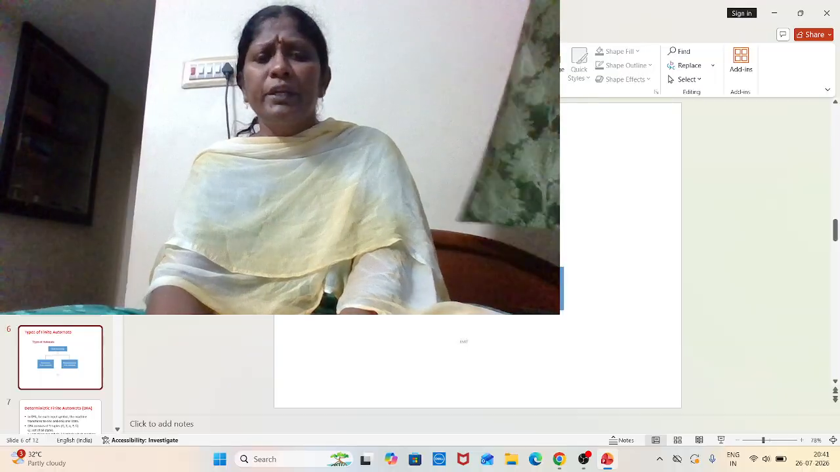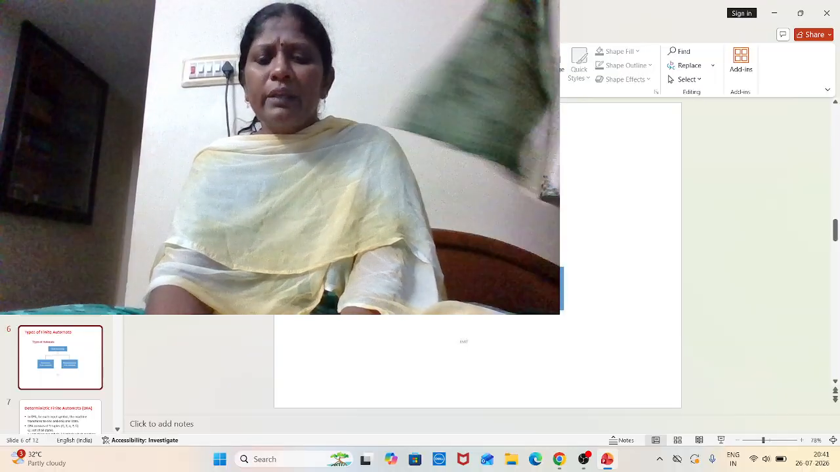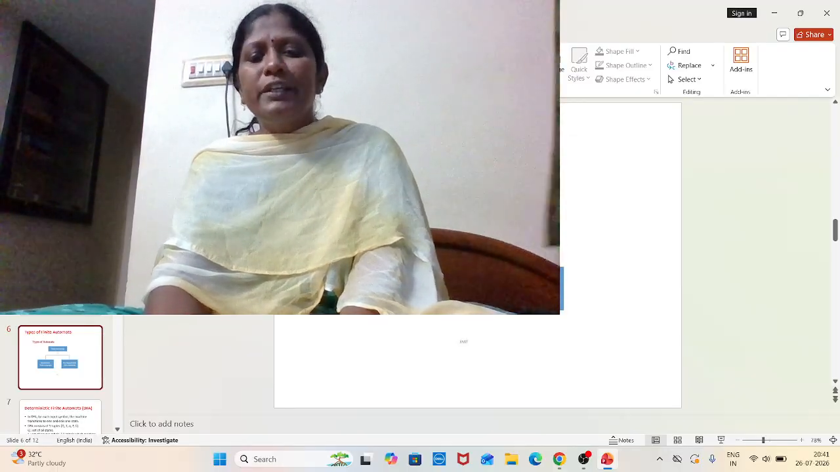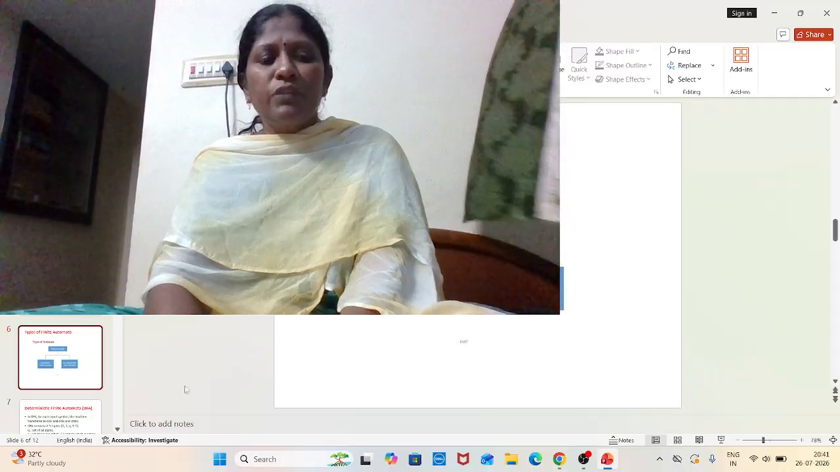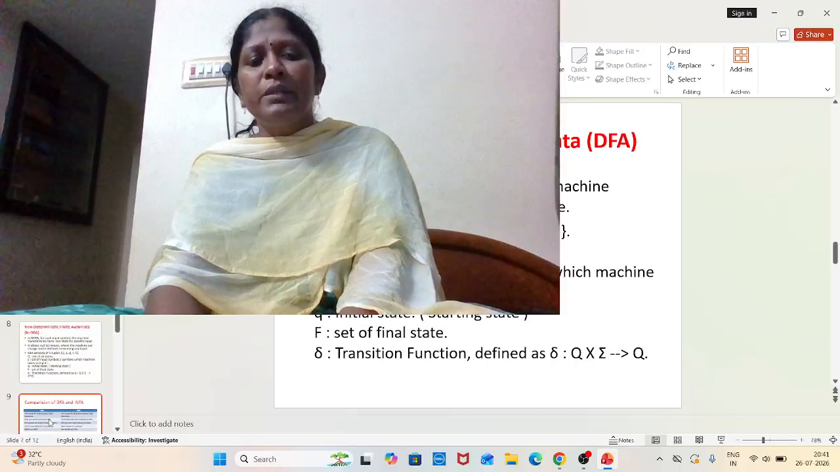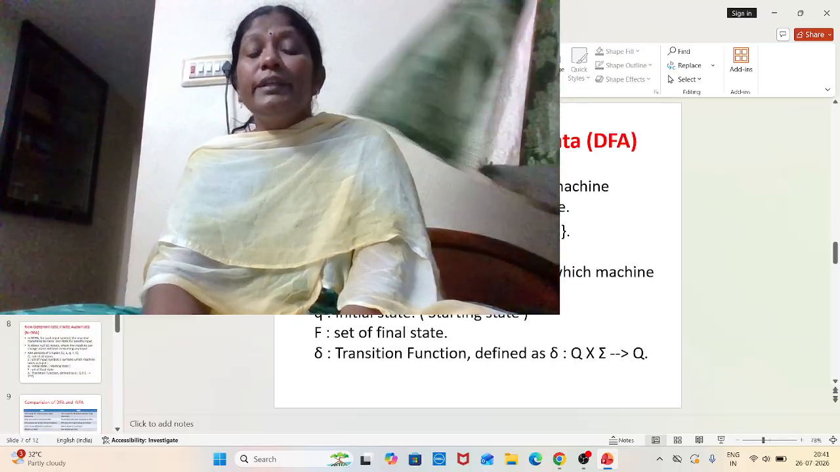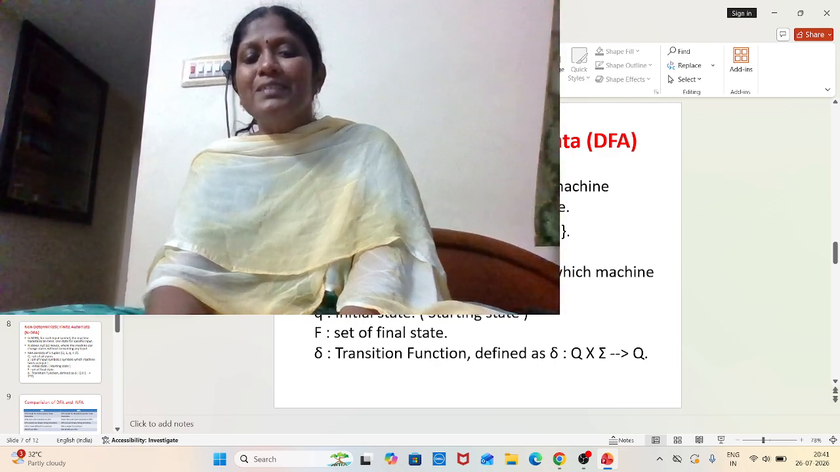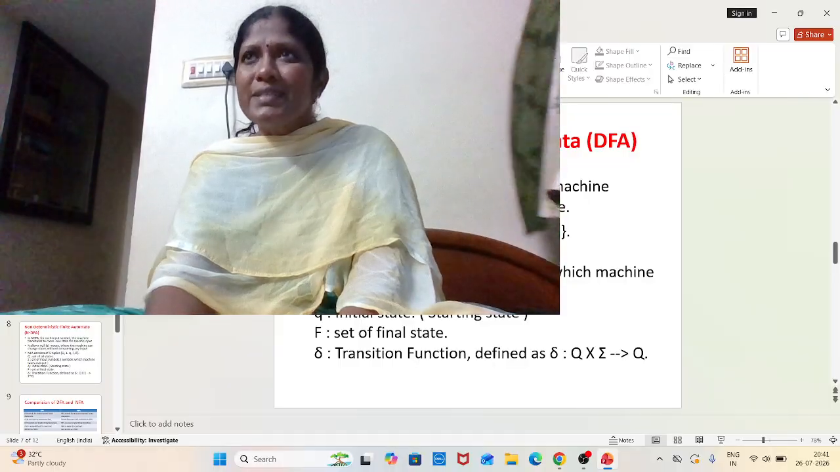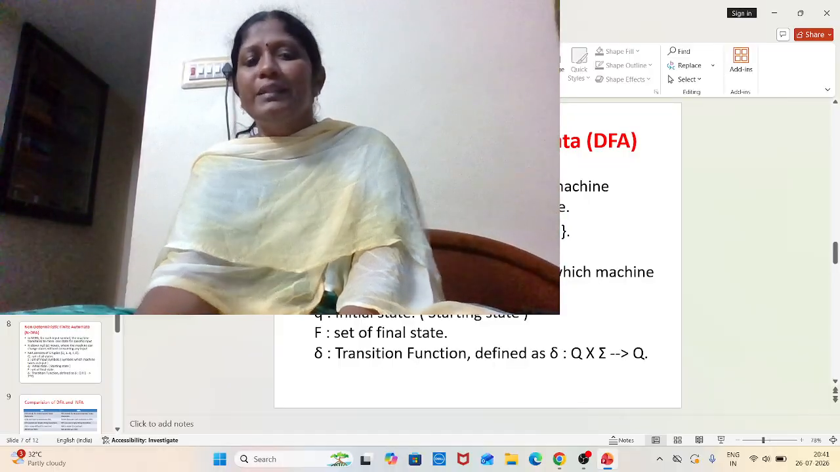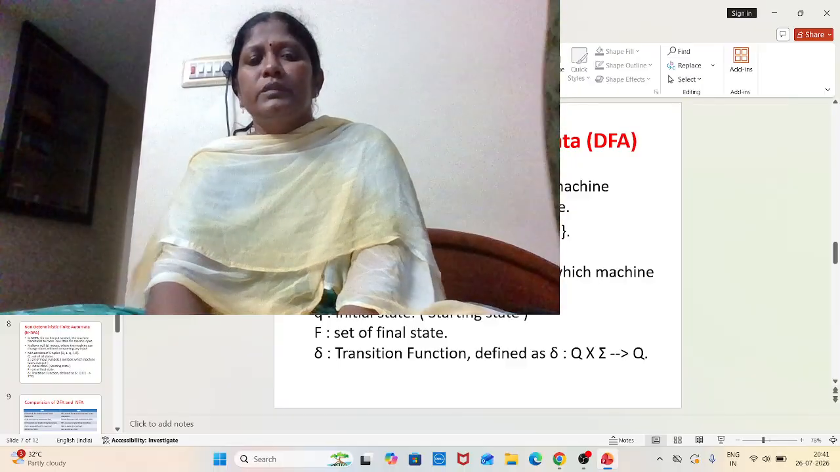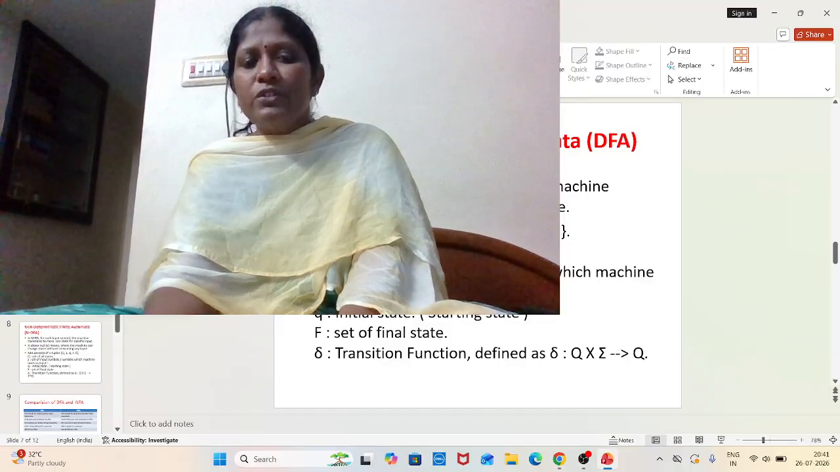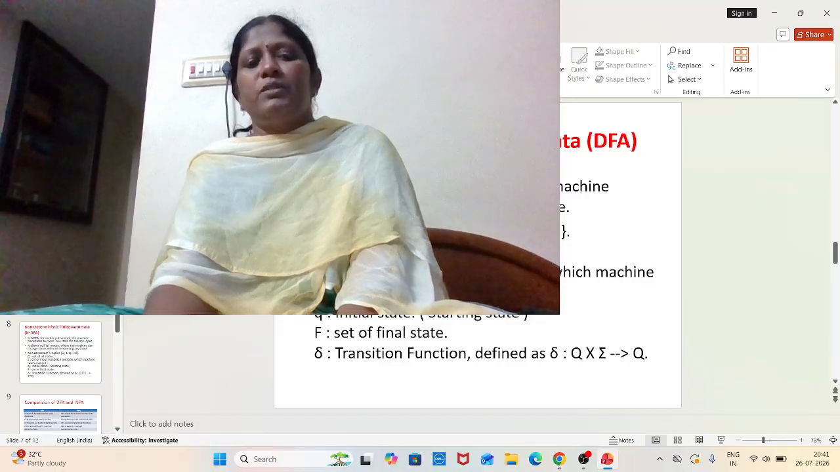Types of finite automata. Finite automata can be divided into 2 types: deterministic finite automata and non-deterministic finite automata. The first one is deterministic. Deterministic means the control is deterministic; that is, it moves to only one state for each input symbol. In a DFA, for each input symbol, the machine transitions to only one state.